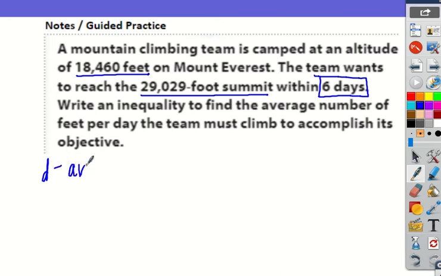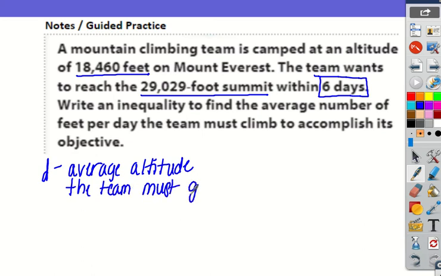Let's write it like this. Average altitude the team must gain each day. As we go through these, we're going to identify, and this is a key point here, that this is the number that's going to get the variable.